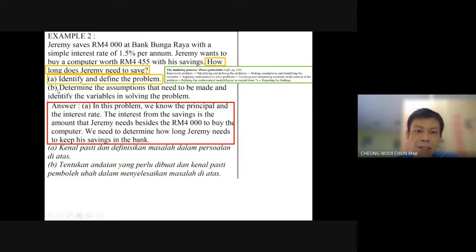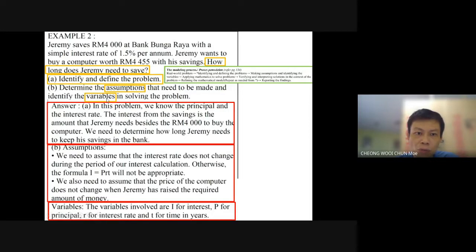So for B, determine the assumptions that need to be made and identify the variables in solving the problem. That means for B, you need to get the assumptions and also the variables. So you write down the assumption. We need to assume the interest rate does not change during the period of our interest calculation. So the assumption is a fixed interest rate.